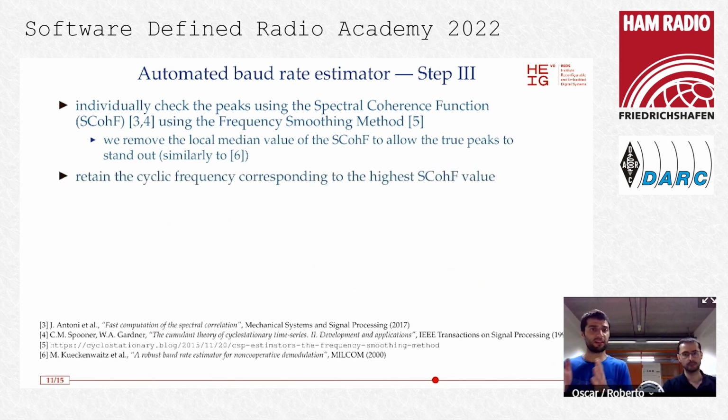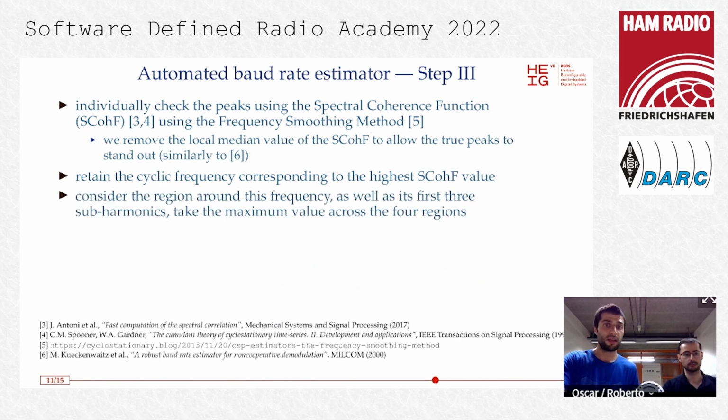And we retain the cyclic frequency, which corresponds to the highest spectral coherence function value. And we consider a region around this peak. We also consider the first three subharmonics of the frequency we have found, and for each subharmonic we take a region around it, and we take the maximum value in this region.